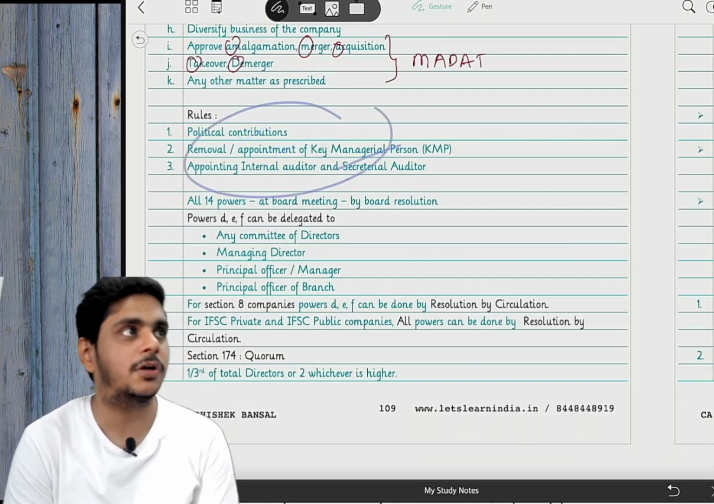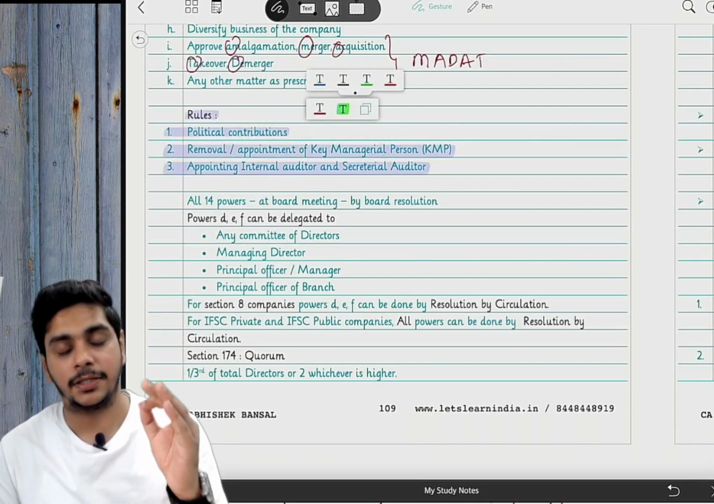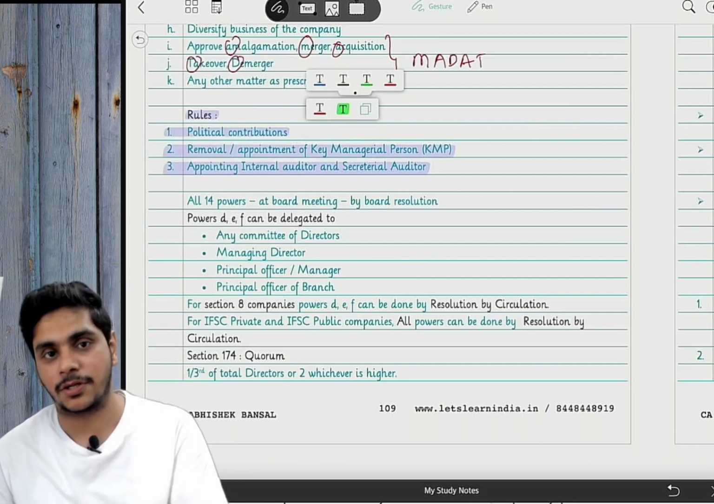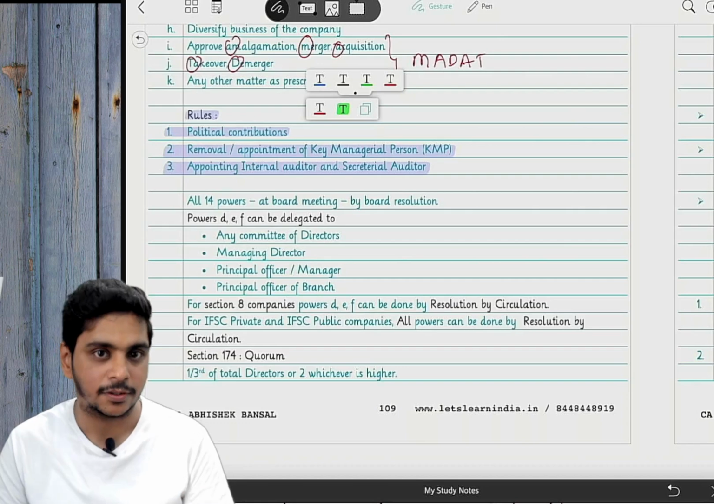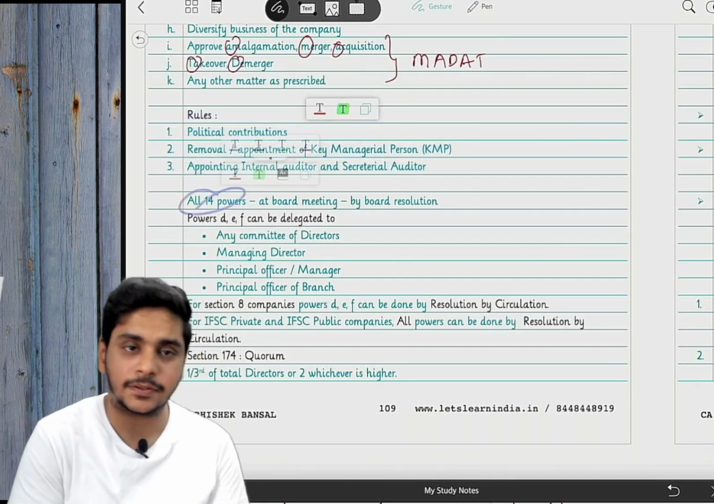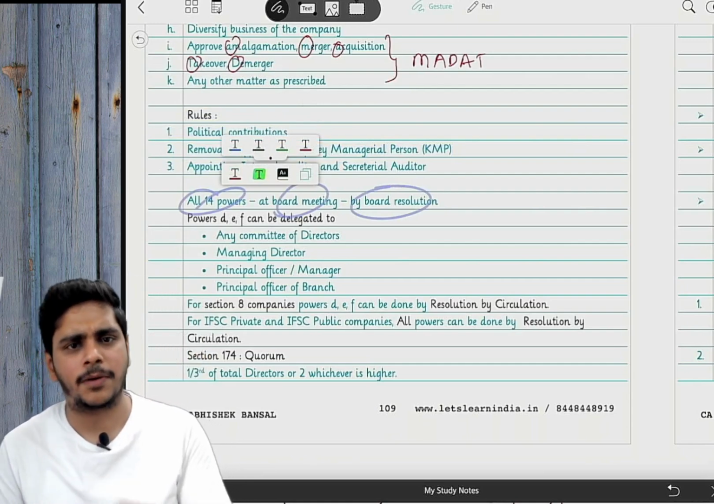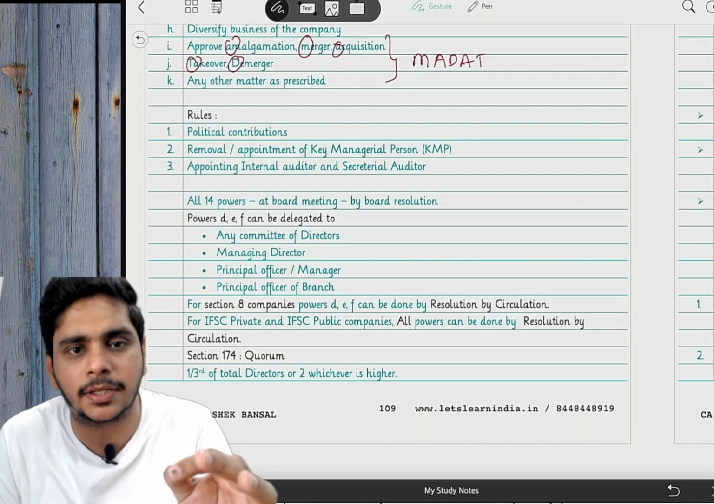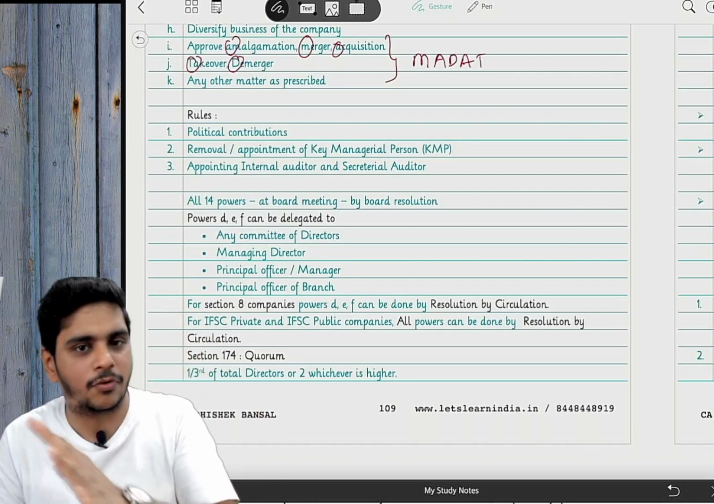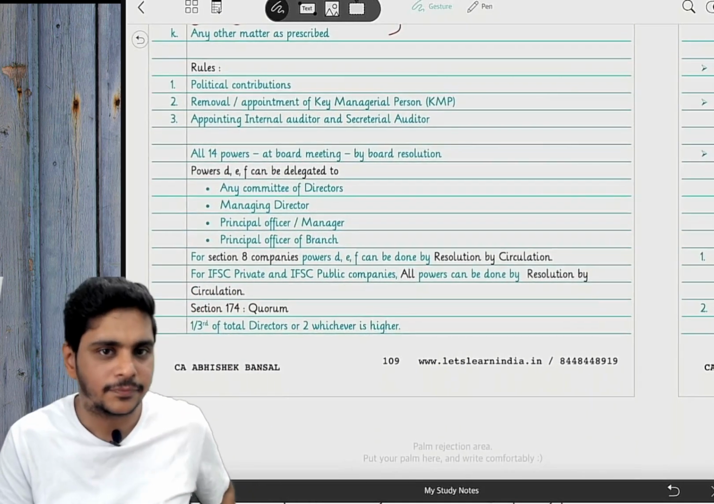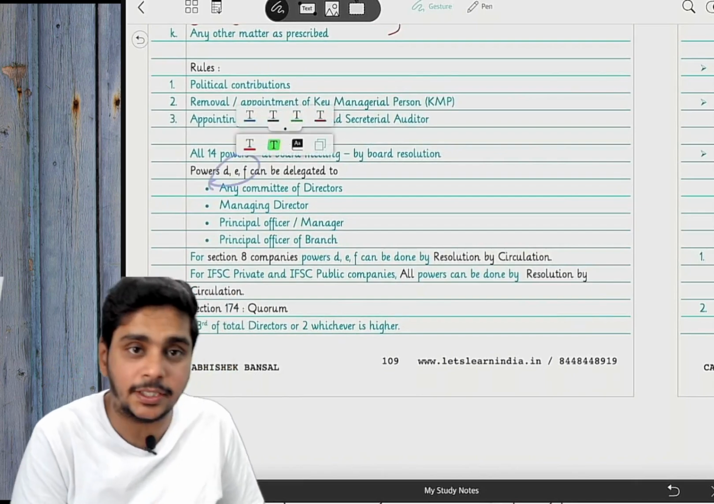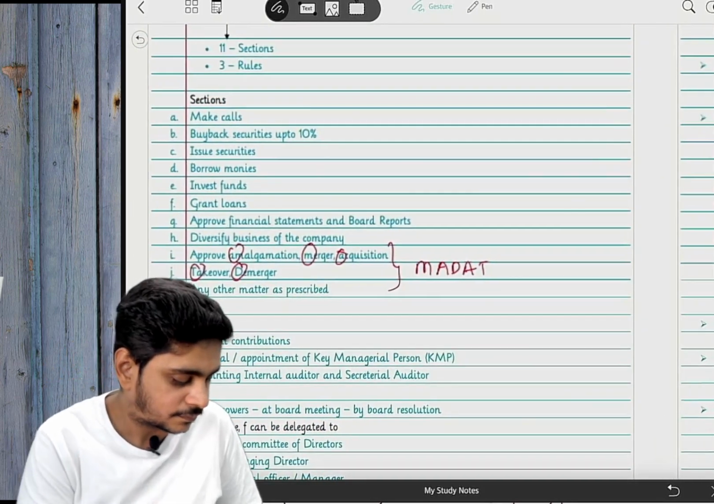These 3 powers also have to be exercised by the board of directors at a board meeting by a board resolution. That means it can't be done by circulation. So it's clearly written that all 14 powers have to be exercised at a board meeting via board resolution by the board of directors. However, powers in DEF, hold on, DEF.